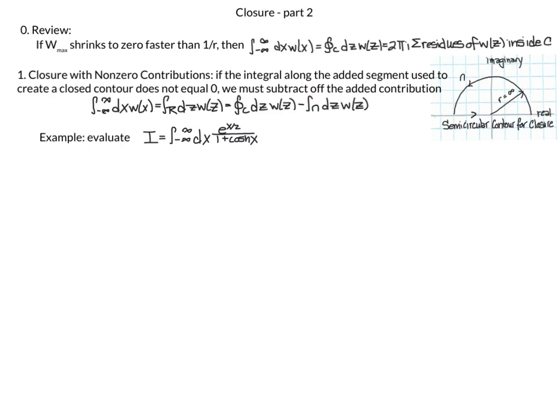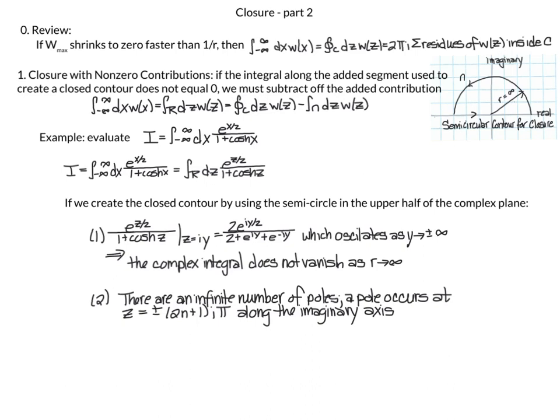We'll do an example in which we evaluate I, which is equal to the integral from negative infinity to infinity of e to the x over 2 divided by 1 plus cosh x. And the first thing we do with our integral is convert it, or extend it, to the complex plane. We're integrating over the real axis e to the z over 2 over 1 plus cosh z. For this problem, it turns out that if we created the closed contour by using this semicircle in the upper half of the complex plane, we have two problems.